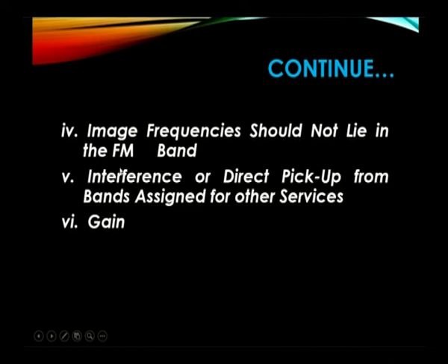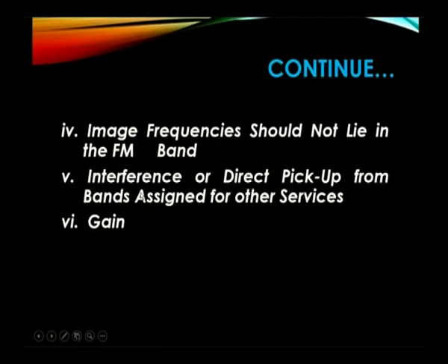The image frequency should not lie in the FM band. If it lies in the FM band, there may be interference and we won't achieve the proper output. The interferences are direct pickup from bands assigned for other services, and also the gain. So, the image frequency should not lie in the FM band. This is another point for choosing intermediate frequency, and interference from direct pickup from bands assigned for other services is another thing that we need to remember for selecting IF. And the last one is gain.